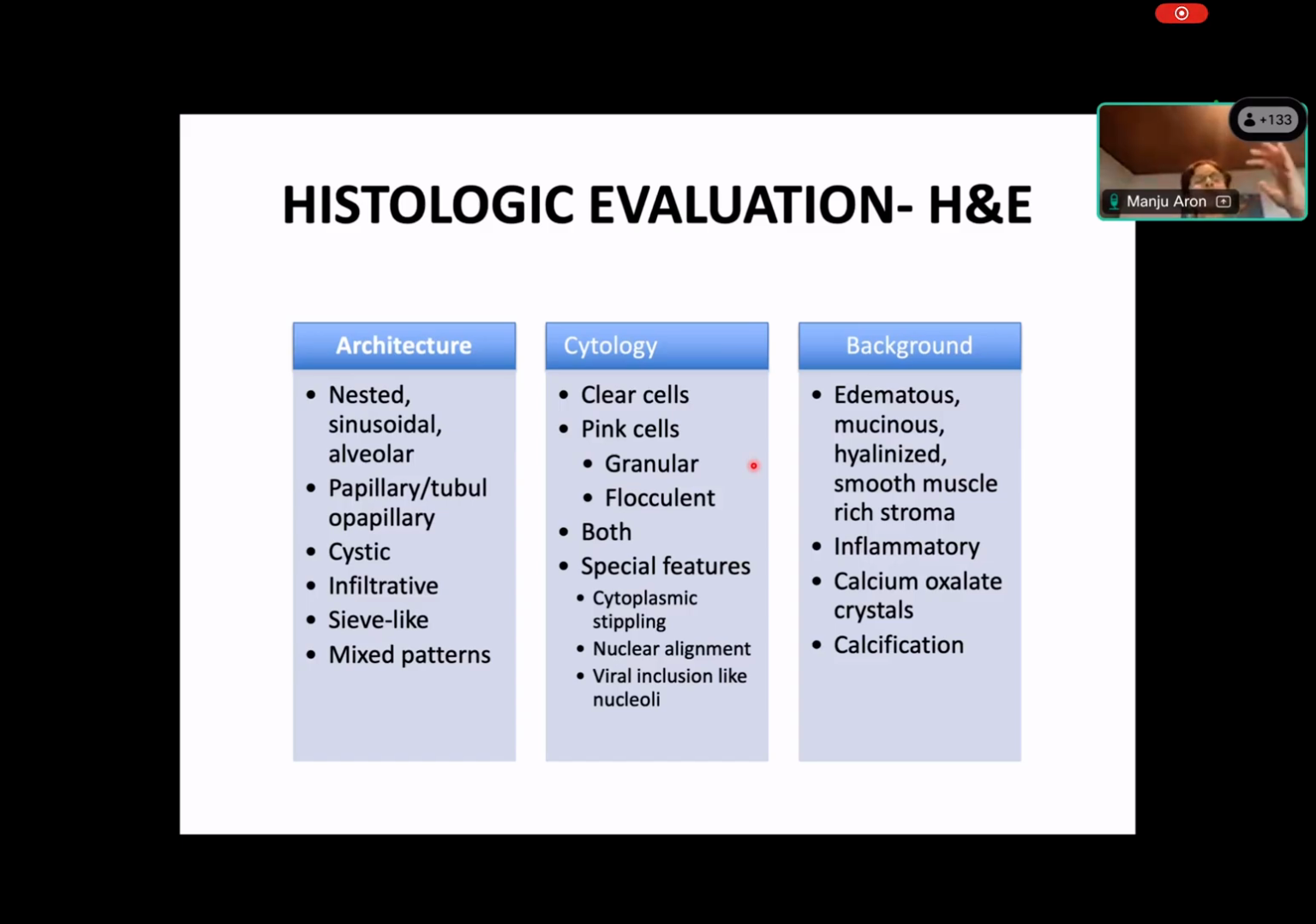because there are lots of tumors, especially some of the newer tumors, which are predominantly pink. Then you look at the cytological characteristics of these pink cells. Is the cytoplasm granular? Is it flocculent?